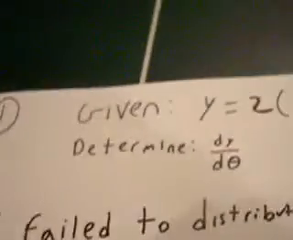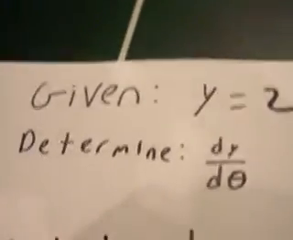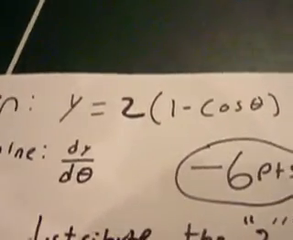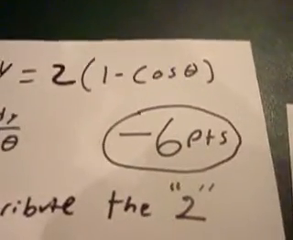Okay, so the first problem that I missed a little bit of was number 1. The part of the problem that I missed said, given y equals 2 times the quantity of 1 minus cosine theta, find dy over d theta. And I missed 6 points on this part of the question.